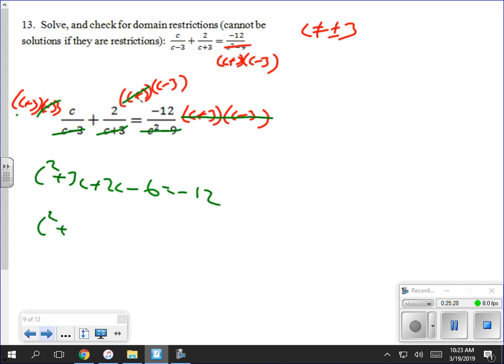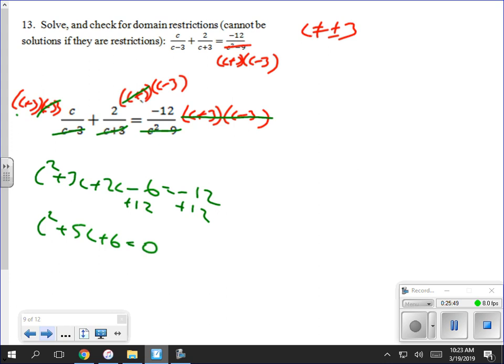c squared plus 5c, combine them up, add 12 to both sides, plus 6 is equal to 0. Combine up the like terms, the 2c and the 3c. Add 12 to both sides to set it equal to 0.